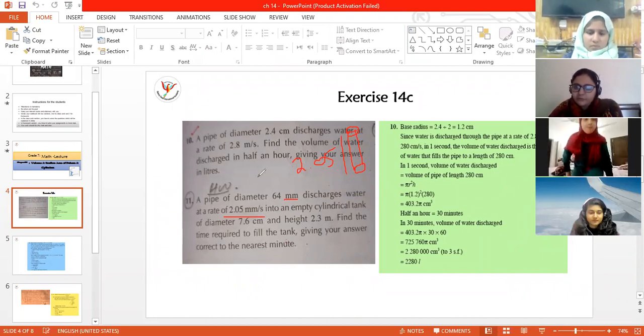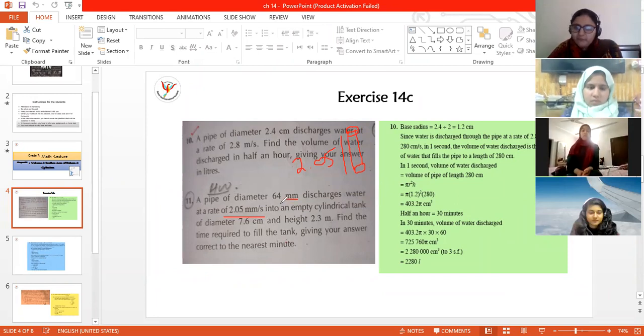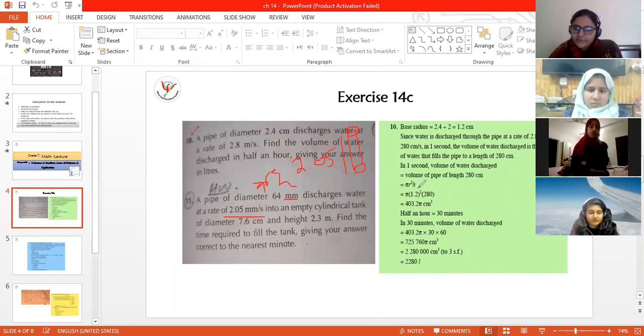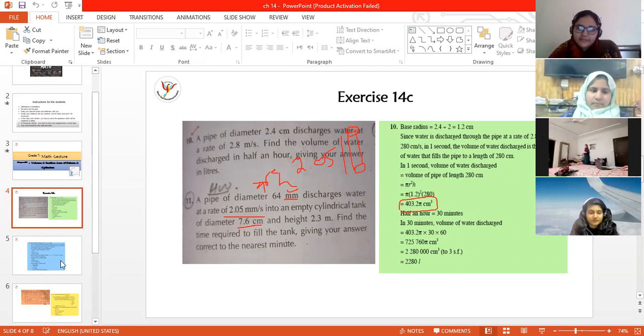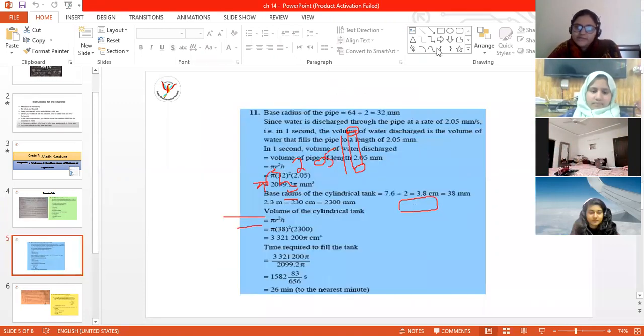What you have to do, first of all, we have to find the volume of the pipe. What is the formula to find volume of pipe? Simple, pi r square h. By solving it out, it will become 403.2 pi centimeter cube. Clear? Now, both the units are in millimeter, so it is easy for us to change centimeter and meter into millimeter. What we have to do, convert this 7.6 centimeter into millimeter.